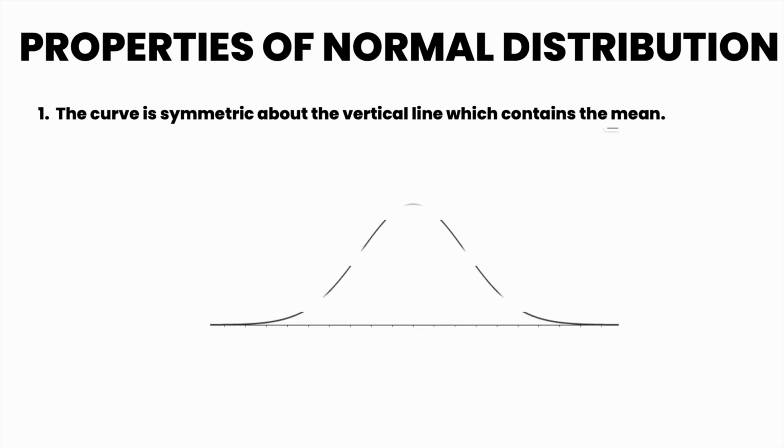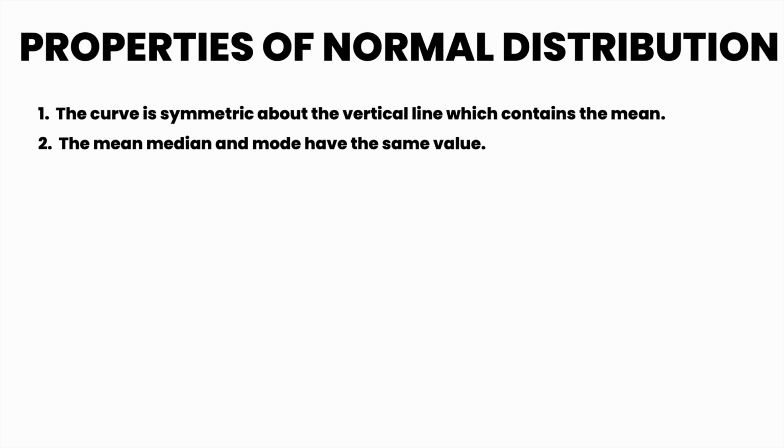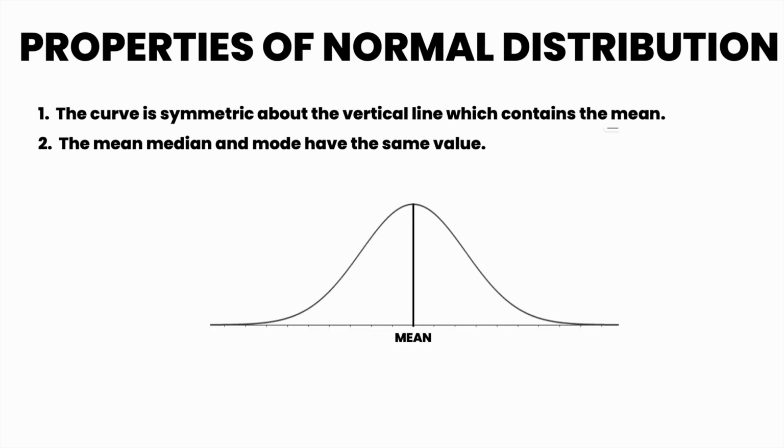To illustrate that, let's have our normal distribution. Whatever happens on the left side also happens on the right side. Number 2, the mean, median, and mode have the same value. So if this is the mean, the center of our normal distribution, whatever the value of the mean, that will be the value of the median and mode as well.